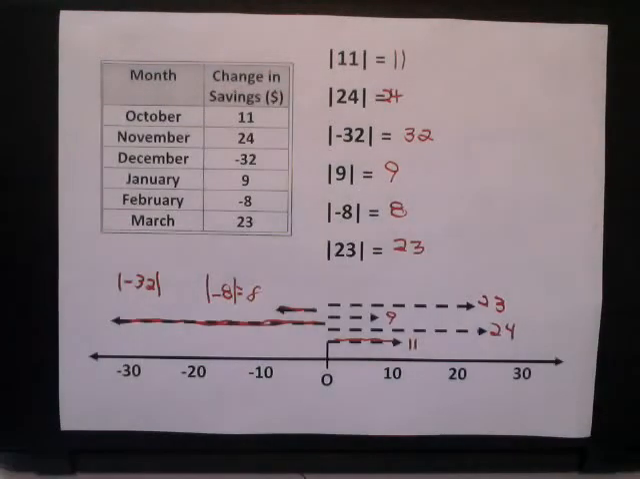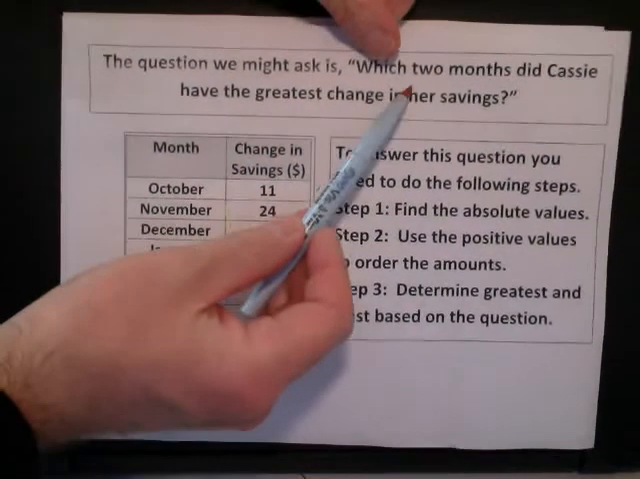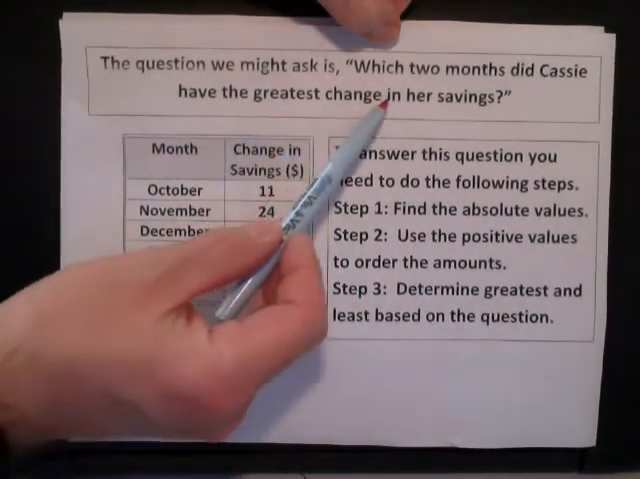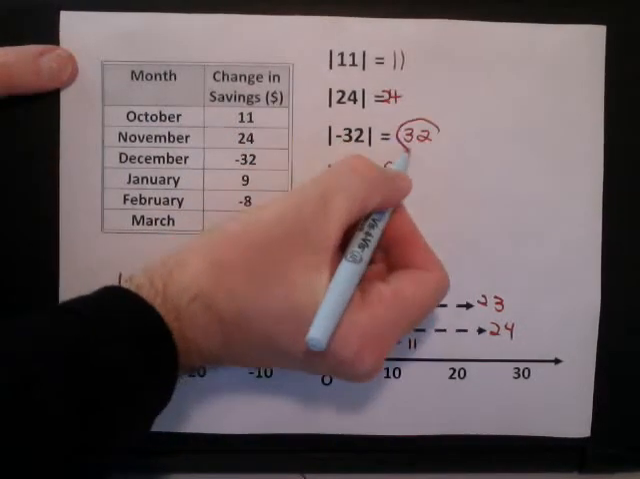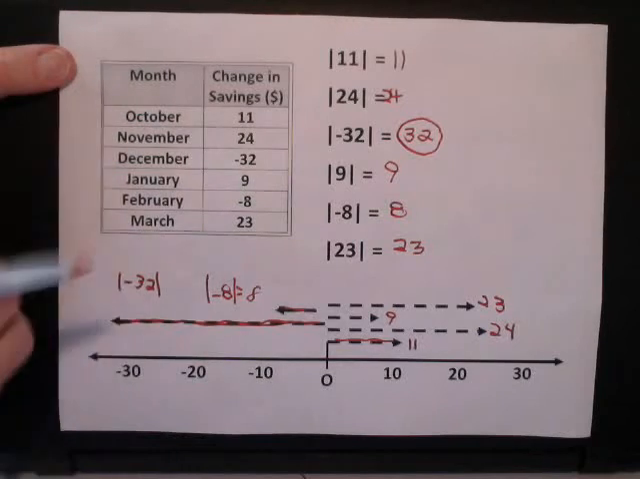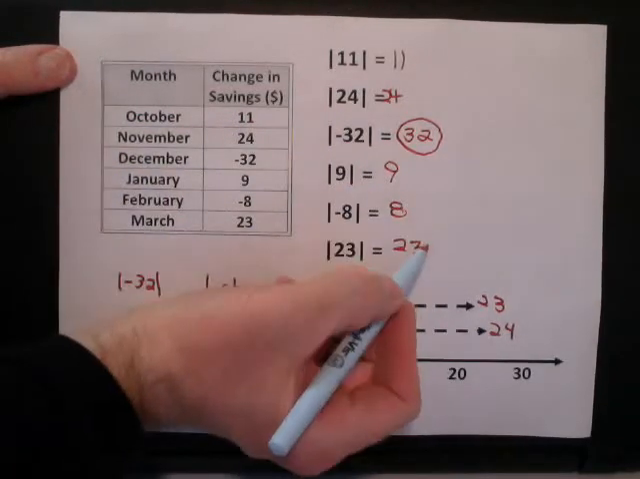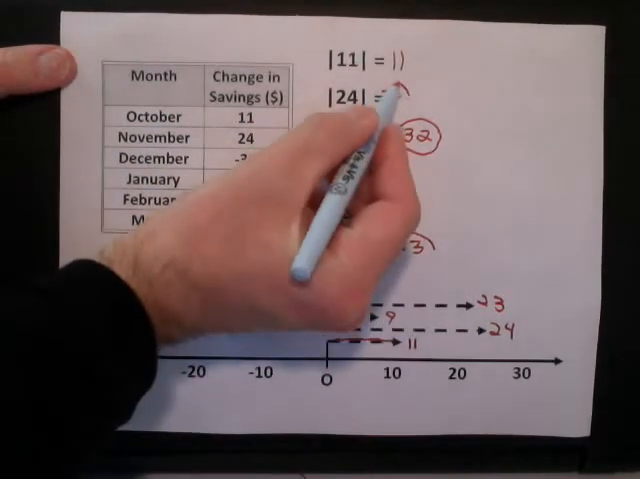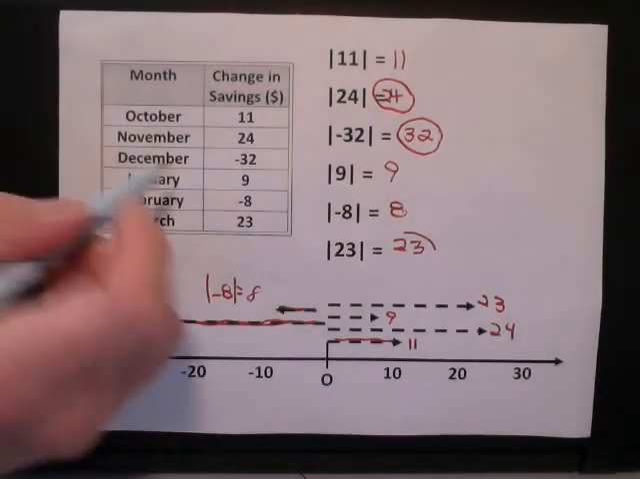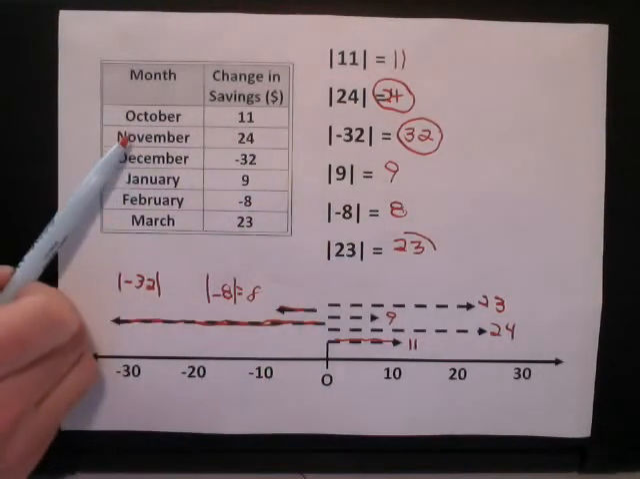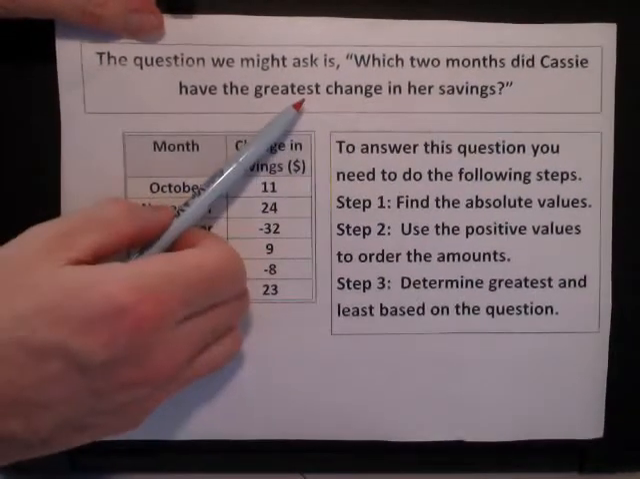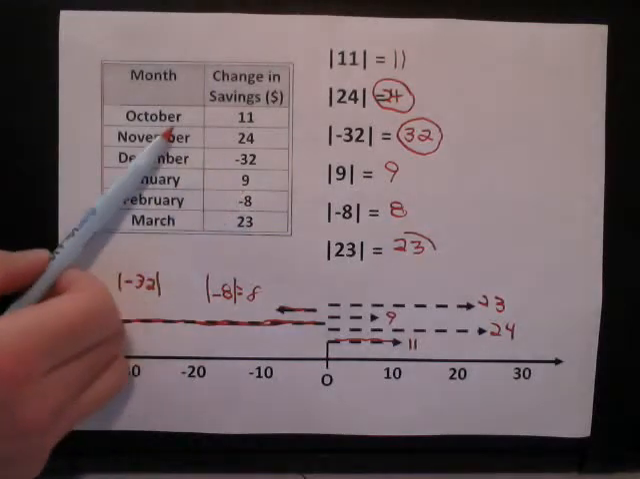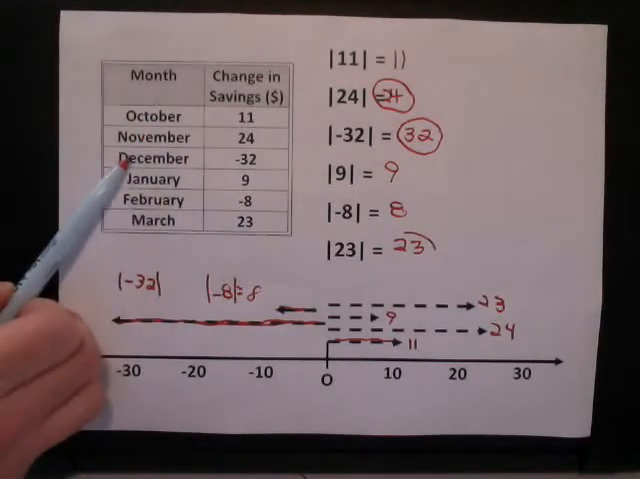So in other words, our question was, back to this, which 2 months did Cassie have the greatest change in her savings? Well, 32 is definitely the greatest out of all of these, and then 24 is the second greatest amount. And so you can see that the months that she had the greatest change were the months of November and December.